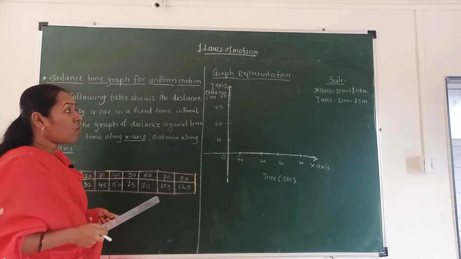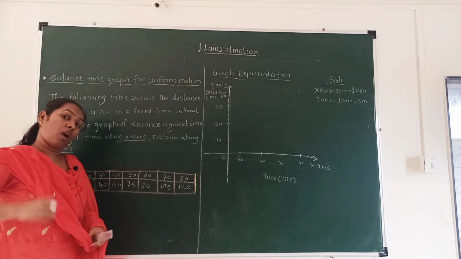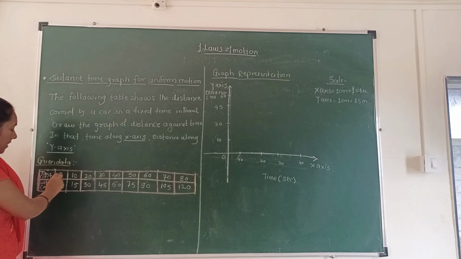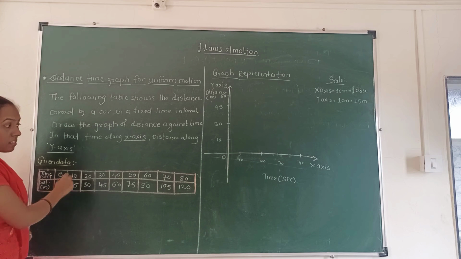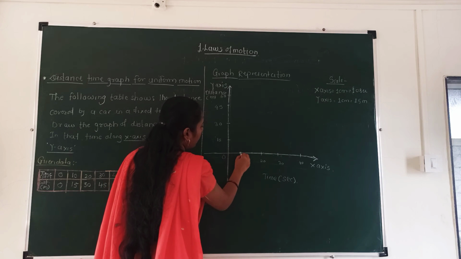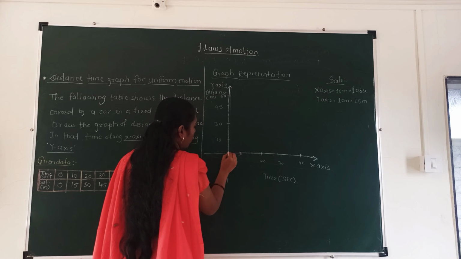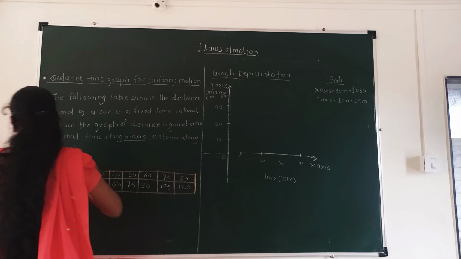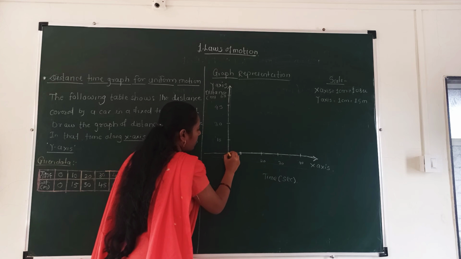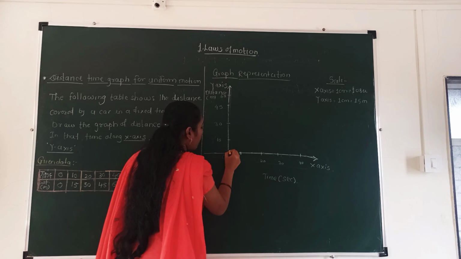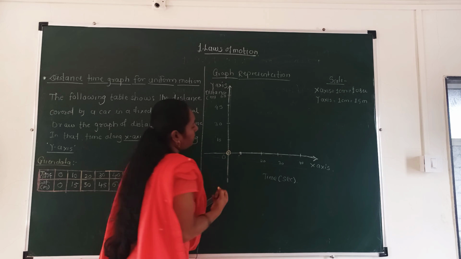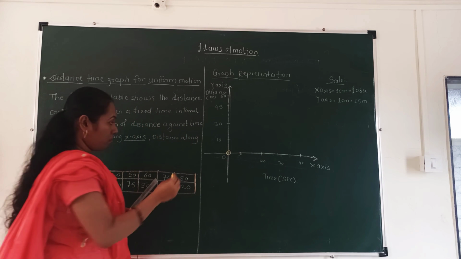See, now we start to draw the graph. See, the first point is 0 and 0, on the x-axis also 0, on the y-axis also 0. So the first point is 0. We can plot here 0 and 0. See, when you draw the graph, your pencil must be sharpened. This is point number one.